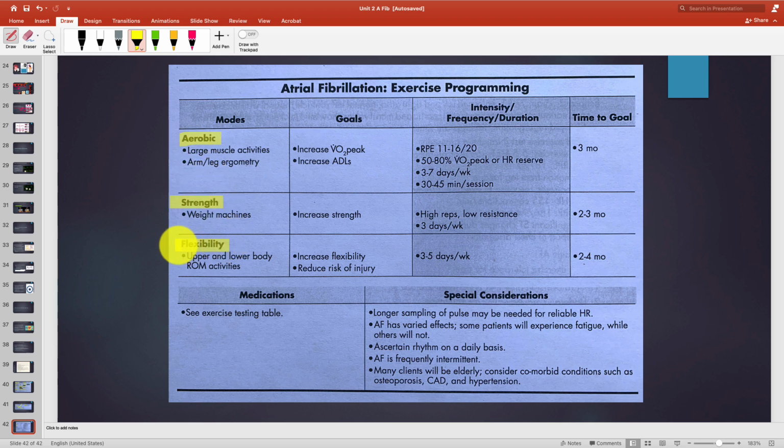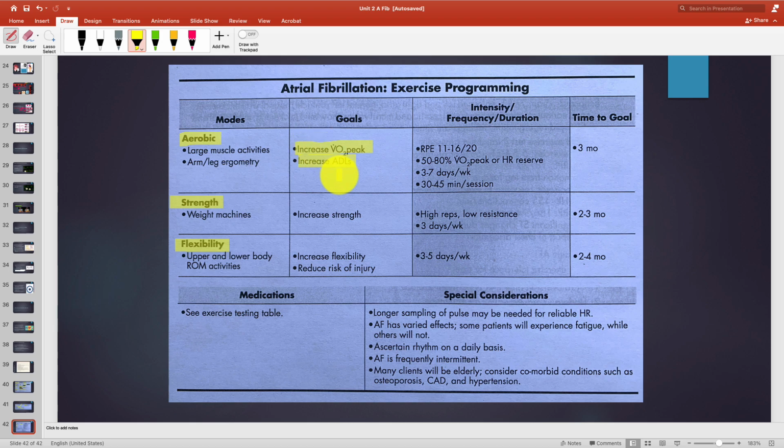Yes, we can do flexibility training. The goals of aerobic training is we are going to increase VO2 peak. I think we can do it by about 20% with people with AFib. We're also going to want to increase activities of daily living. So if somebody has AFib, just getting off the couch and walking to the refrigerator might be difficult.